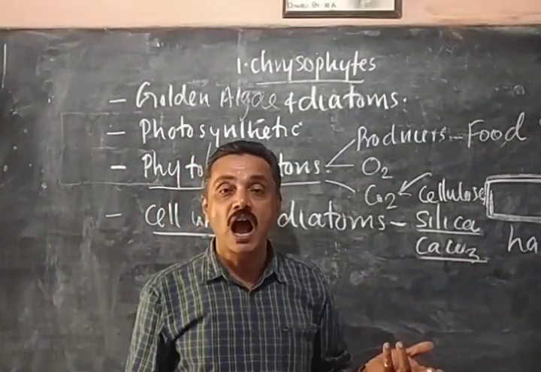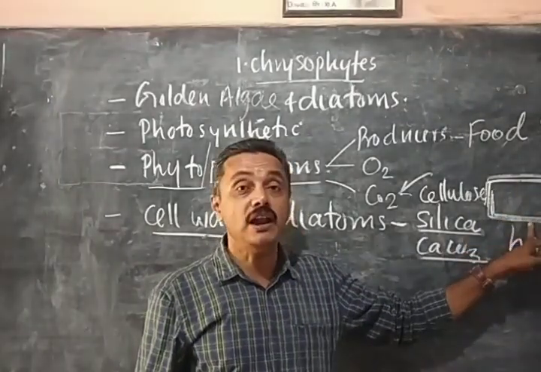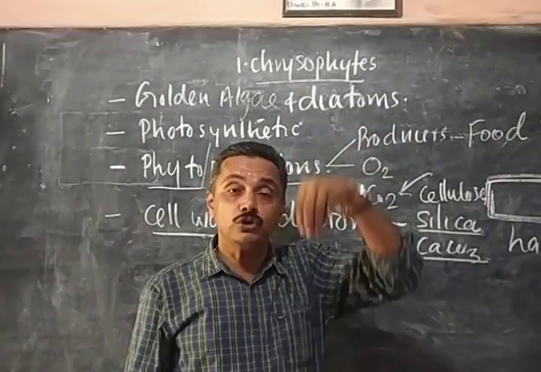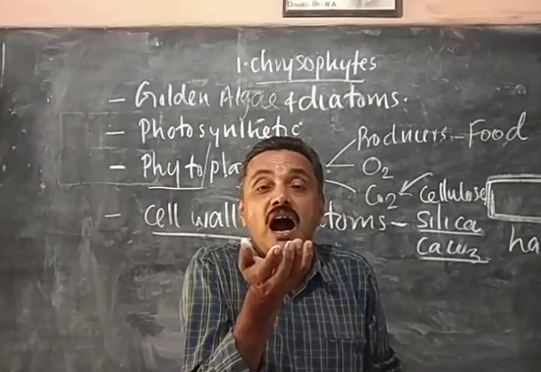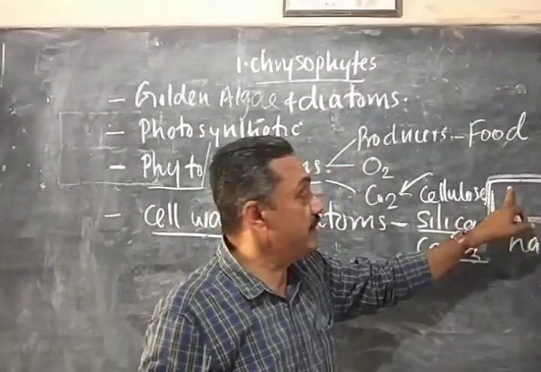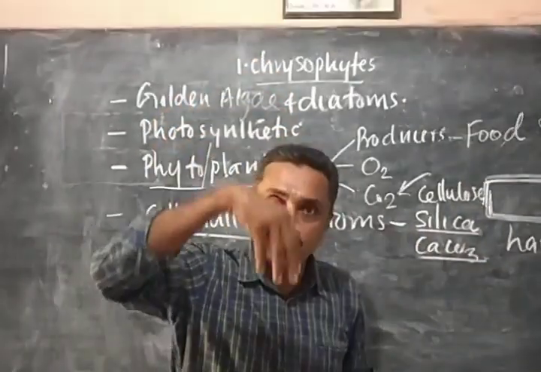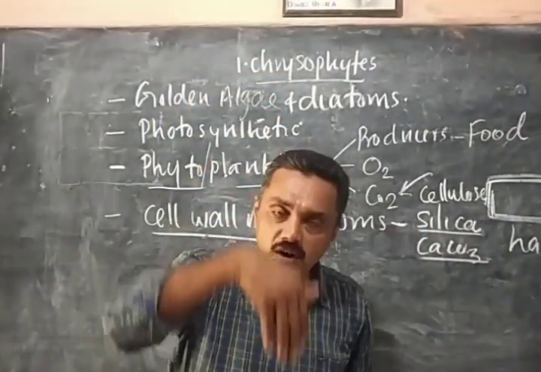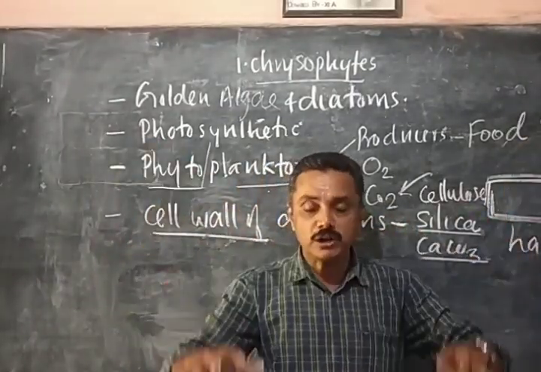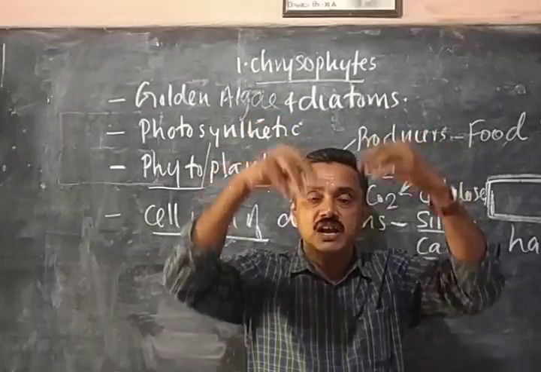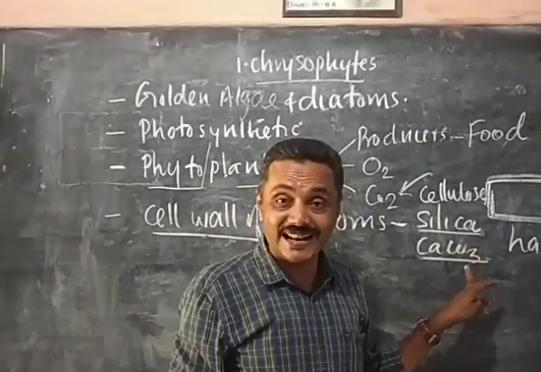And what happens after the death of diatoms? This cell wall sinks down to the bottom of the ocean. They remain on the surface of water, but after death, the cell wall is very hard and will not be destroyed. So the cell wall goes downwards, sinks to the bottom of the ocean and becomes a deposit, because of the presence of silica in the cell wall.